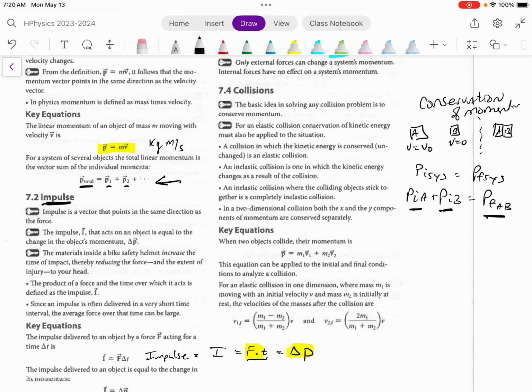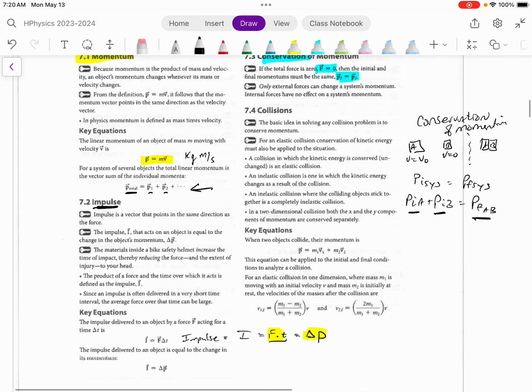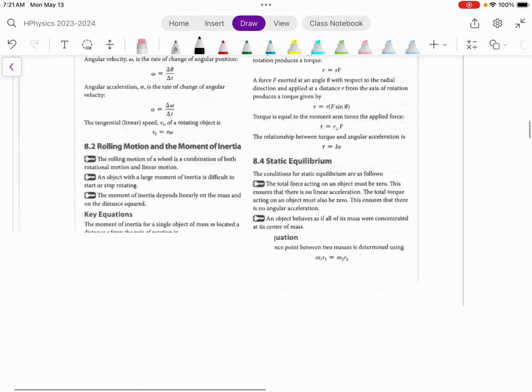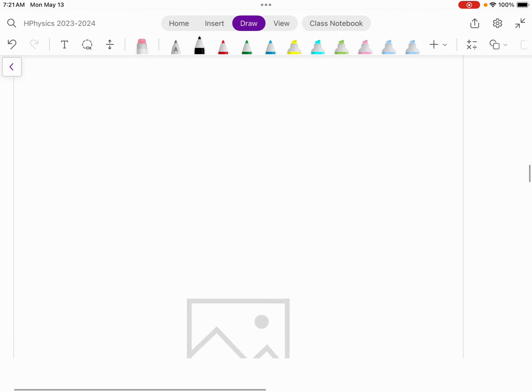All right, that's the key material. We had a table of 3 different types of collisions that we learned about: inelastic, perfectly inelastic, and elastic. In all 3 cases, momentum is conserved. The only case where energy is conserved is elastic.